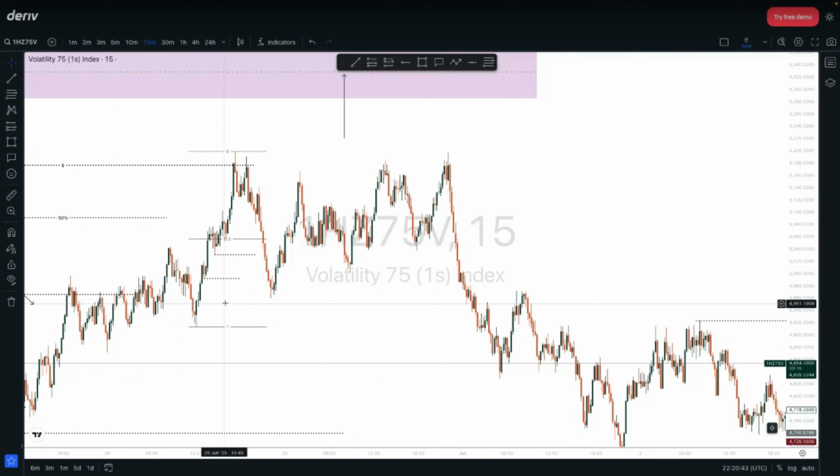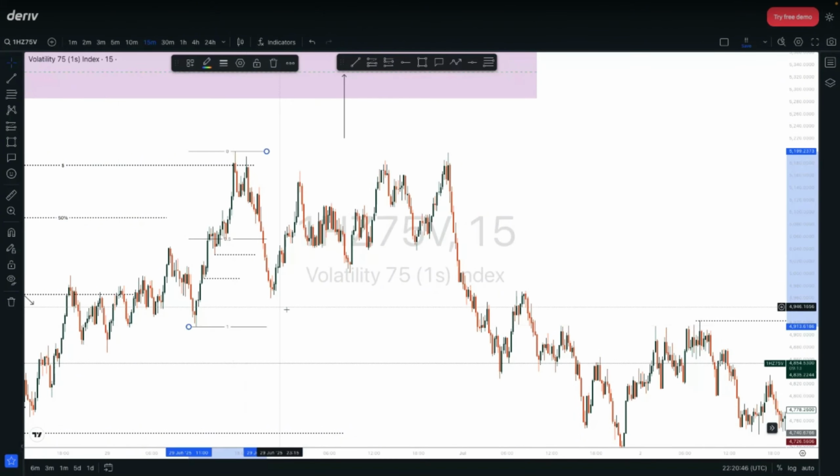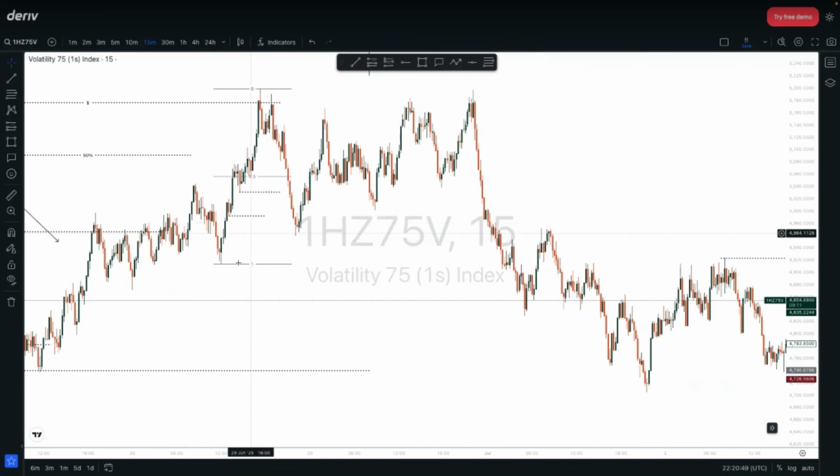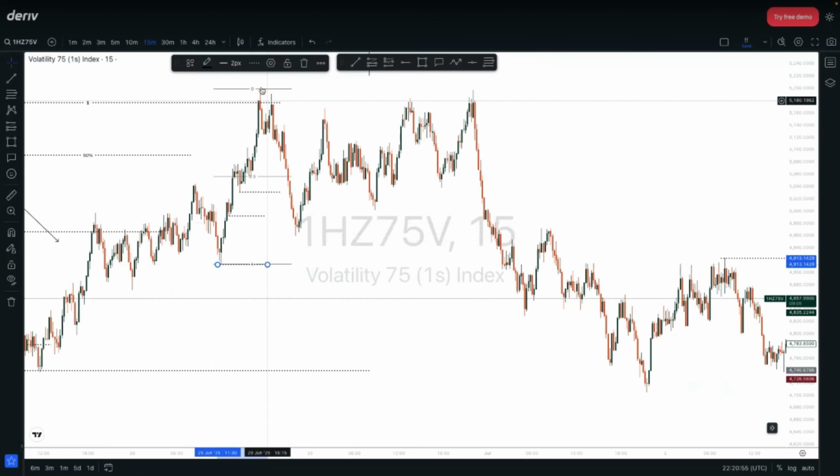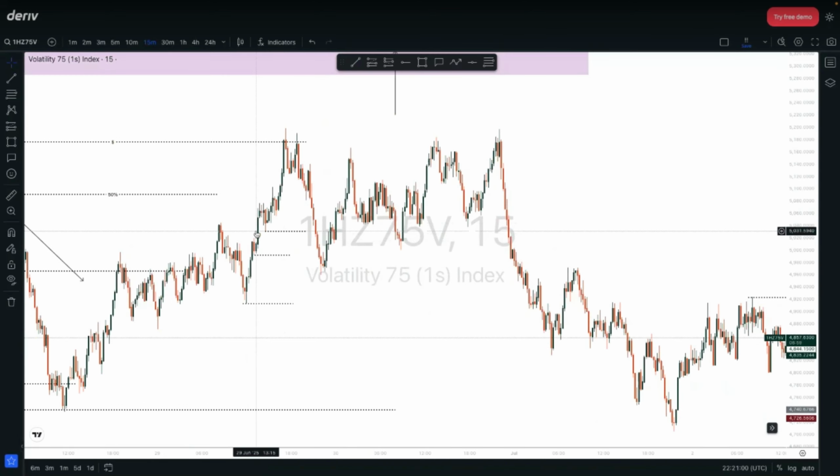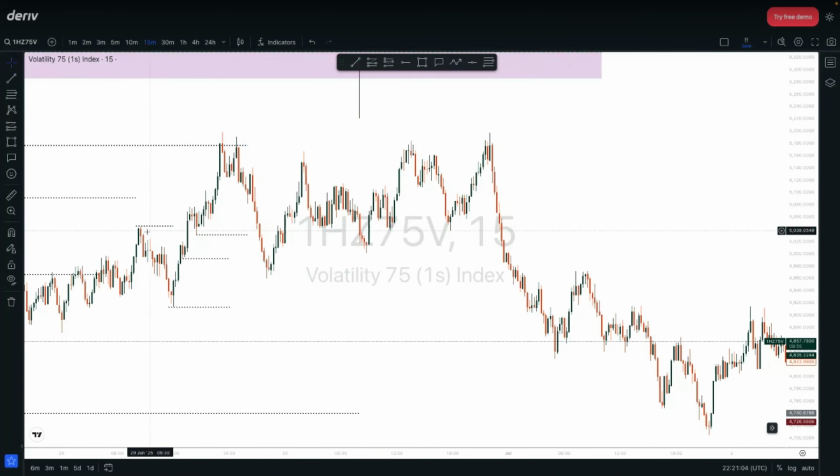Oftentimes I like for the shift to at least take the last low, something like this. I would like my shift to happen after this low is taken. You cannot deny the fact that after this high was broken, there was a retracement, a little retracement that took its own internal liquidity, right?